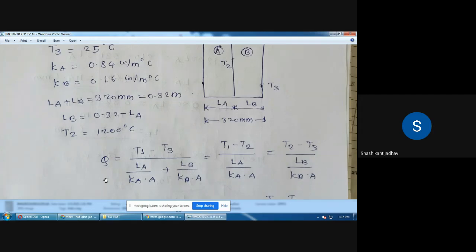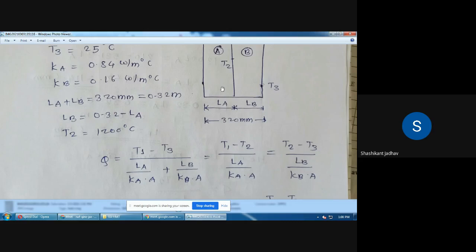So what is the thermal resistance of plate A? That is LA upon K into A plus, what is the thermal resistance of plate B? LB upon KB into A. So this is the standard formula for the thermal resistance of the conduction. Thermal resistance for the conduction. Now this Q, even if we consider a composite wall, the same heat goes through this plate, and the same heat goes through plate B. So we have to write down the equation separately for plate A.